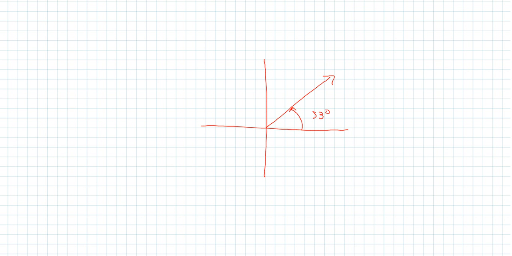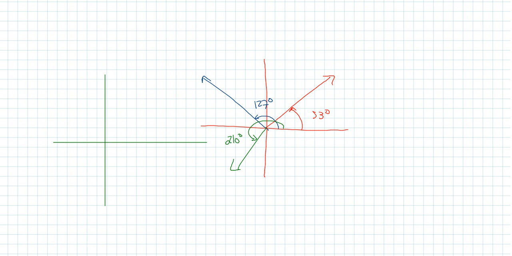Or if it's here, again, I measure from here to here, and that would be 210 degrees, okay? So I'm always measuring from the positive x-axis counterclockwise. Now, if I have this, sometimes the calculator is going to give you a negative answer, which it just did, a negative angle.